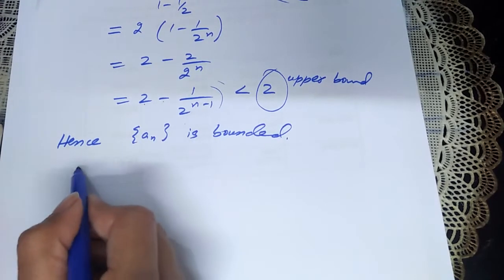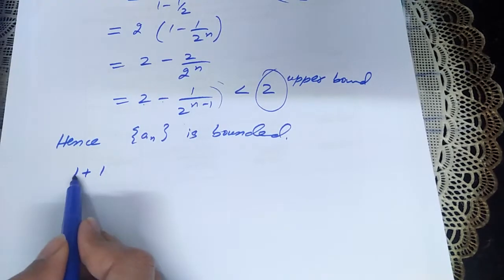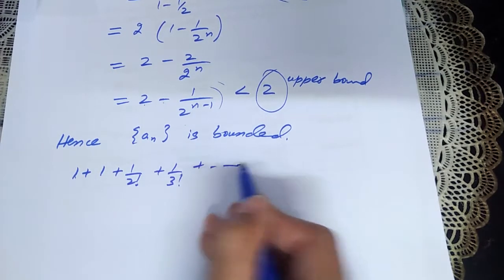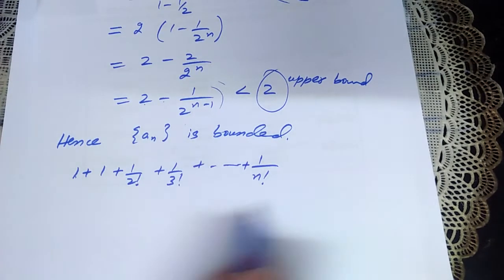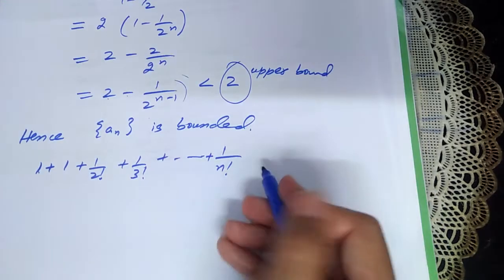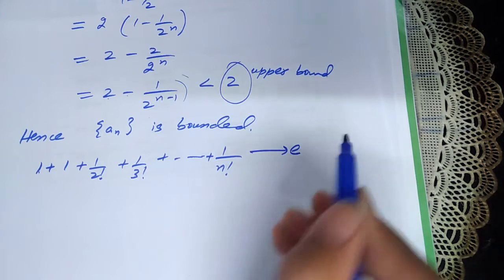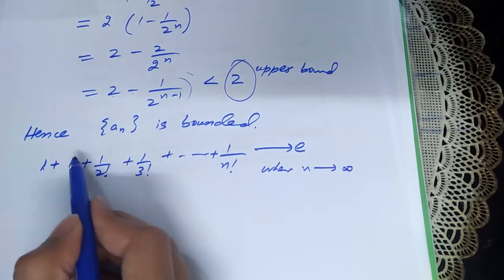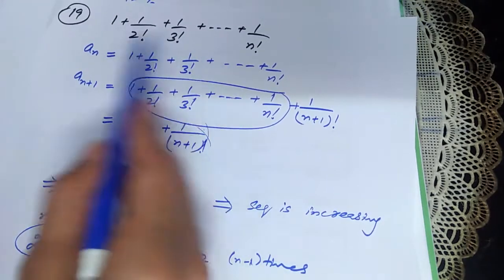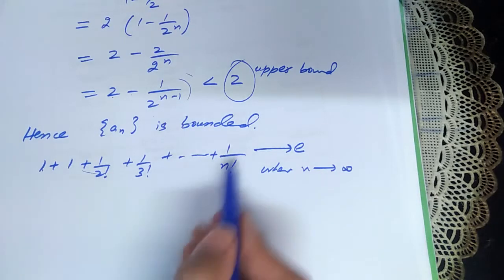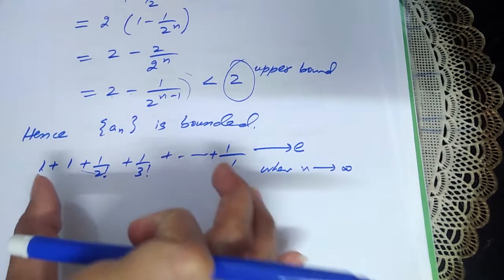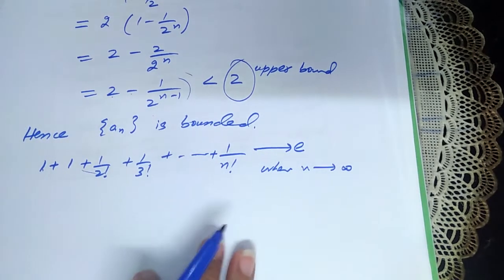Also we know that if I write this whole an term with this 1, like 1 plus 1 over 2 factorial plus 1 over 3 factorial plus up to 1 over n factorial, I know its formula. That converges to always e when n approaches infinity. Not the same question, but if this whole expression is added with 1, this typical sequence converges to e when n approaches infinity.